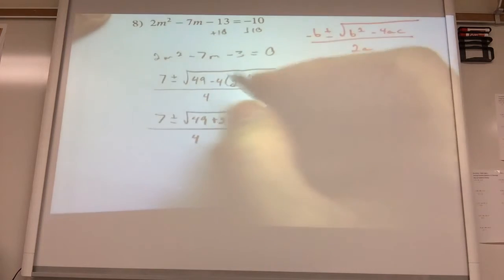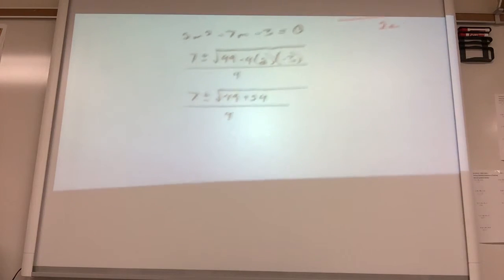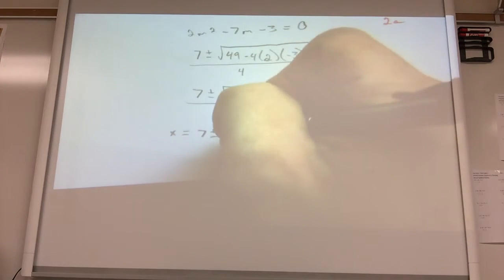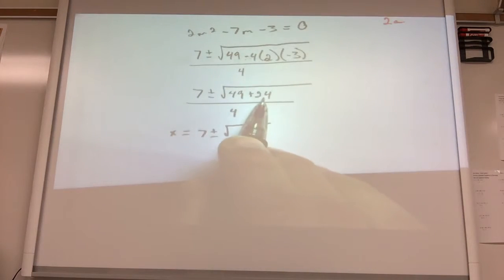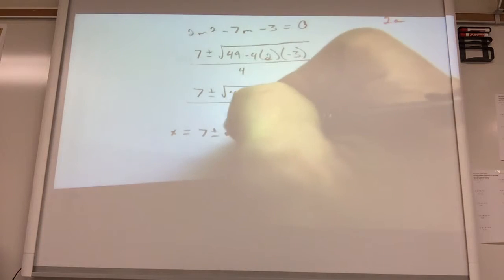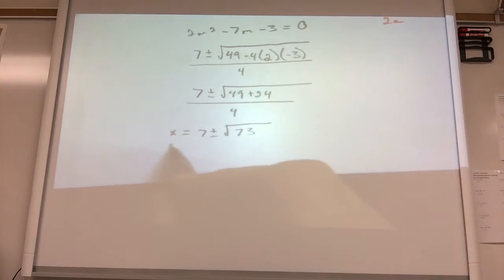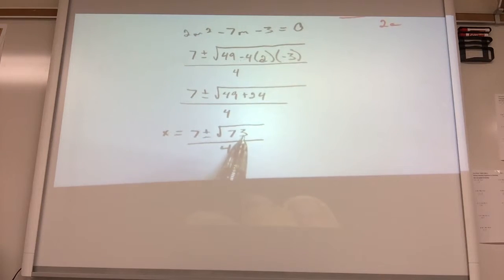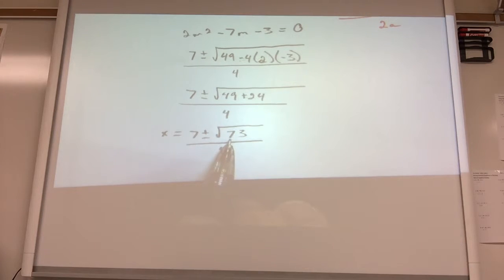All right, so let's go down another step. x equals 7 plus or minus the square root of 49 plus 24, that's 73, over 4. Sometimes you can actually simplify this square root, but in this case, I'm trying to think real quick. I'm getting the feeling that 73 is a prime number. Hopefully it is. I'm not certain about that.